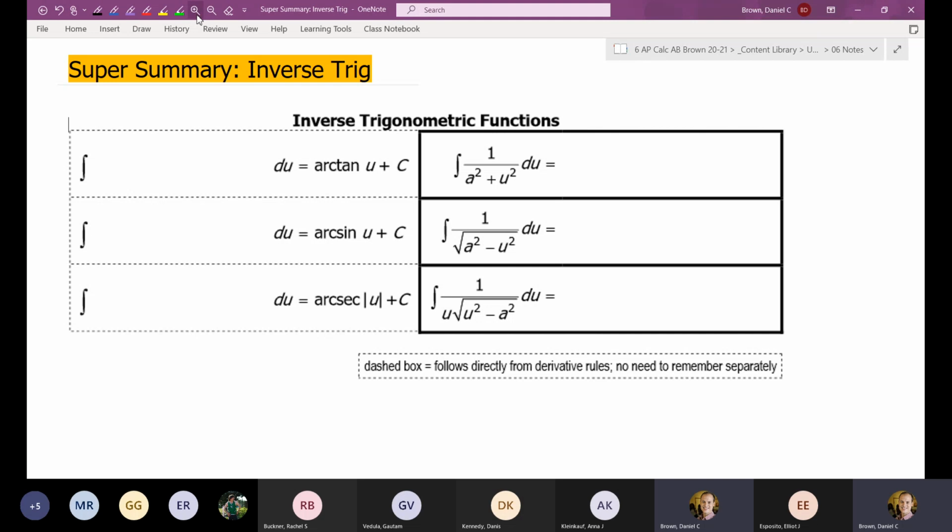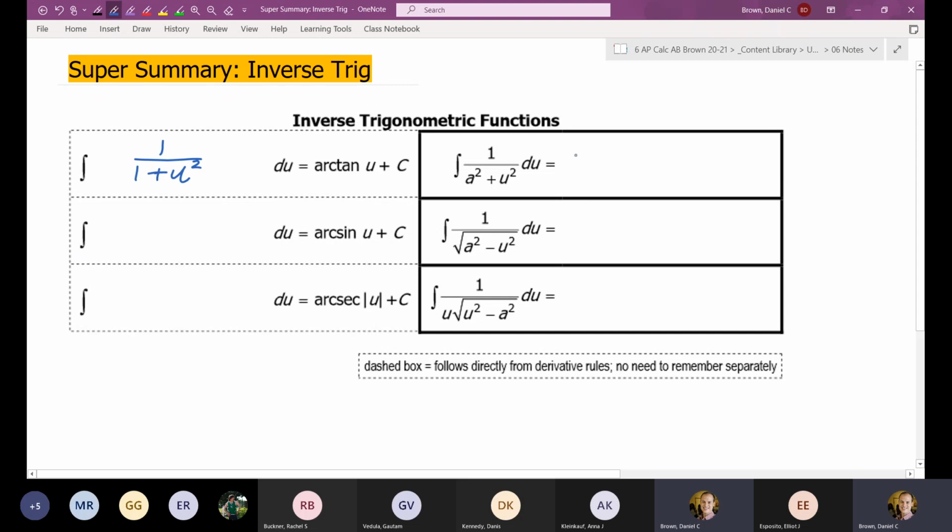Technically, this first one is the basic case, where we'd have 1 over 1 plus u squared, and I know that would be arctangent. Technically, if you know that one, then you do know the other one. And if it's 1 there, then your a value is just 1. So you can get away with just memorizing what you see on the right-hand side.